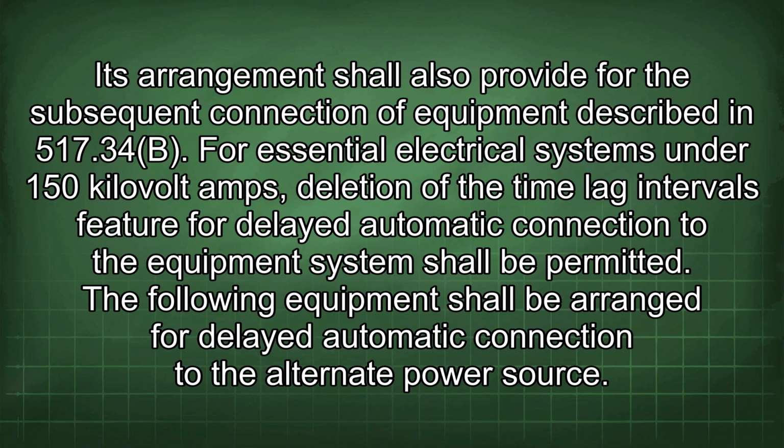517.34(B). For essential electrical systems under 150 kVA, deletion of the time lag intervals feature for delayed automatic connection to the equipment system shall be permitted. The following equipment shall be arranged for delayed automatic connection to the alternate power source.